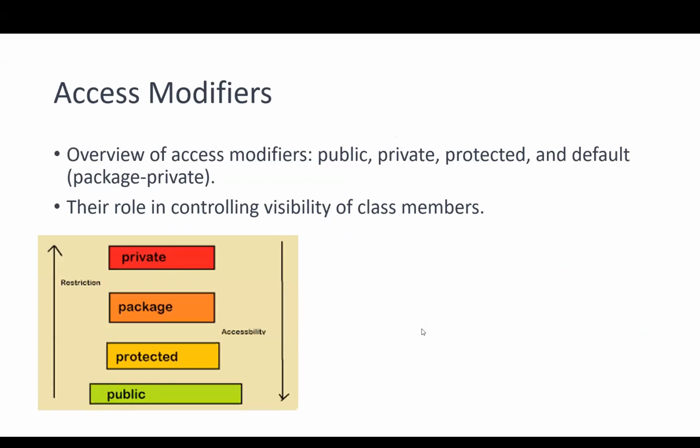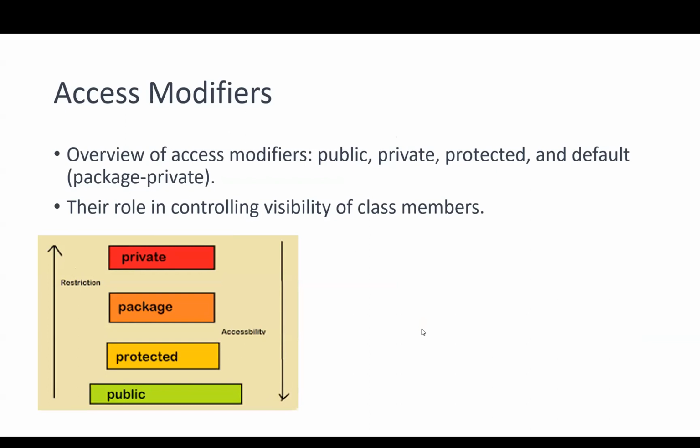Access modifiers. To implement encapsulation effectively, Java provides access modifiers which control the visibility of class members, fields and methods. There are four types of access modifiers. Public: members declared as public are accessible from any class, even in different packages. They represent the class's public interface.